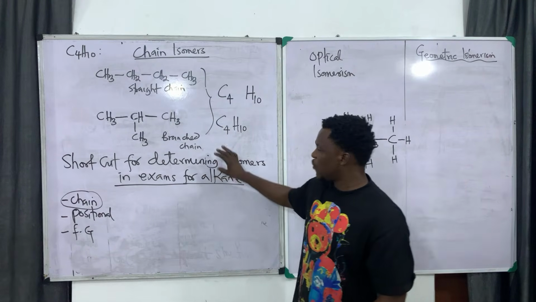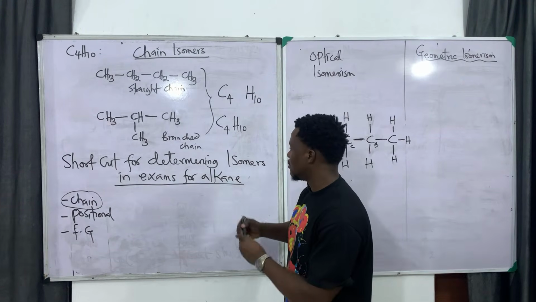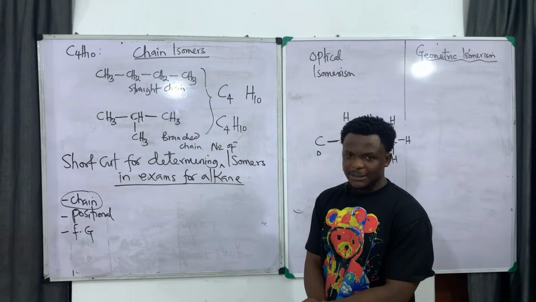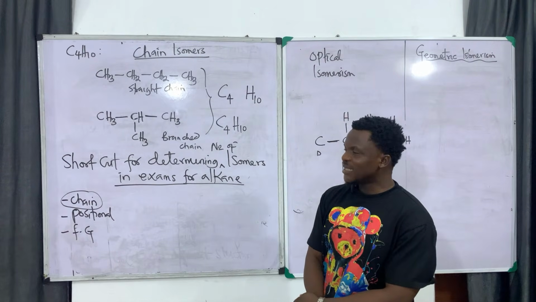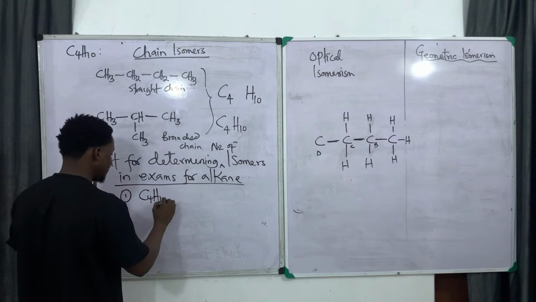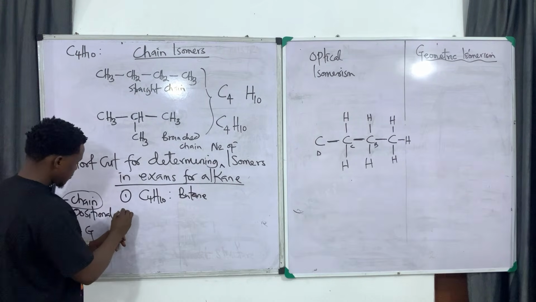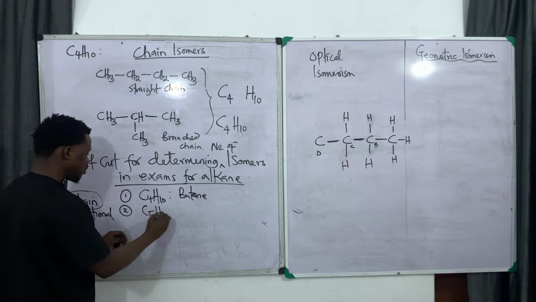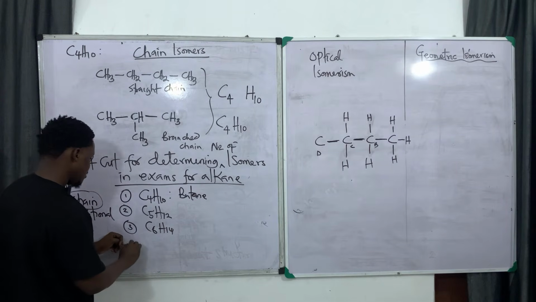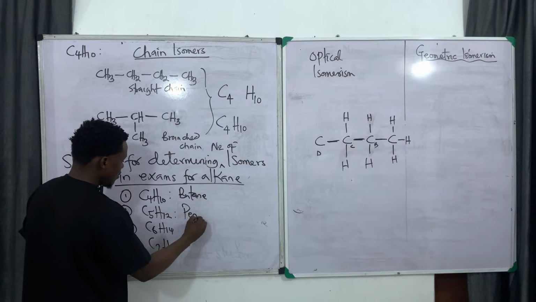Now, I said there is a formula for us to tell the number of isomers. Formula shortcut for determining the number of isomers in exams for alkanes. So anytime they give you C4H10, this is butane, listen up everybody, or they give you C5H12, or C6H14, or C7H16. This is pentane.